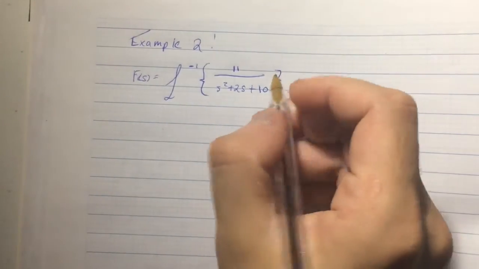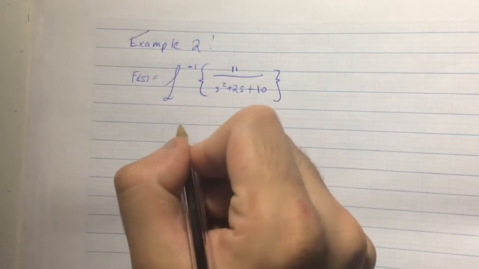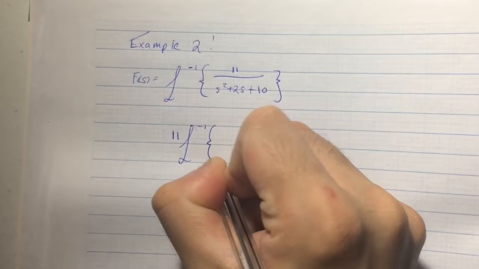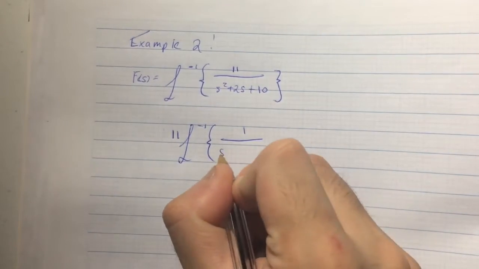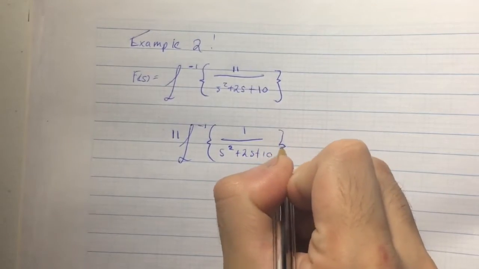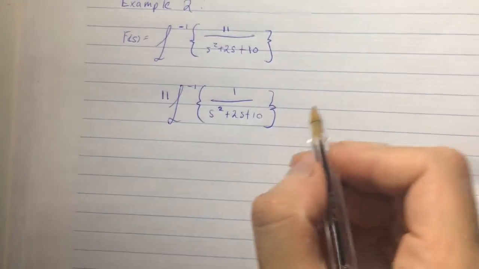So like I said, it follows basic integral rules. I can bring this 11 out the front, so it's now 11 multiplied by the inverse Laplace transform of 1 over s squared plus 2s plus 10. So what do we do here?